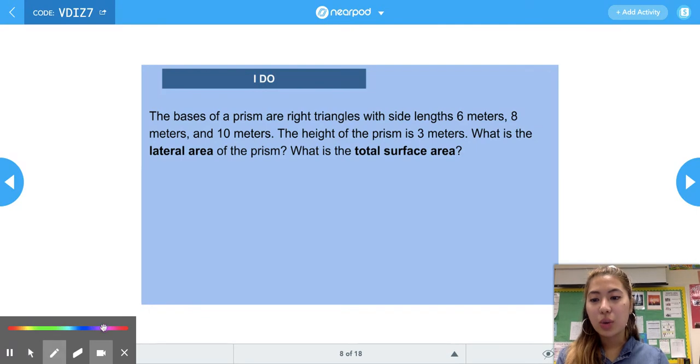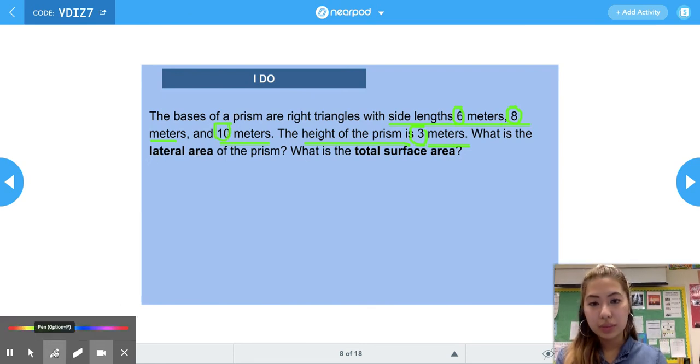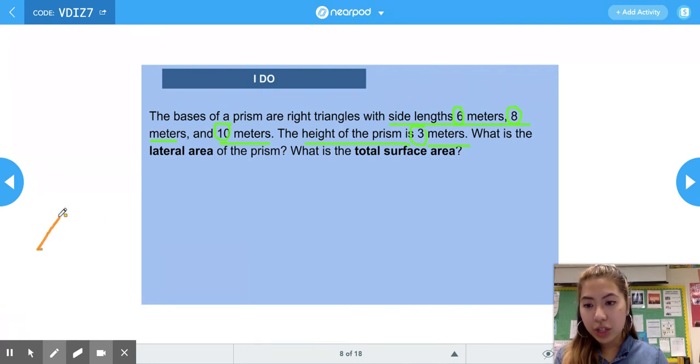This next one I do is a word problem. It says the bases of a prism are right triangles with side lengths 6 meters, 8 meters, and 10 meters. The height of the prism is 3 meters. What is the lateral area of the prism and what is the total surface area? So for visual learners, I'm going to go ahead and draw out what this triangular prism probably looks like.